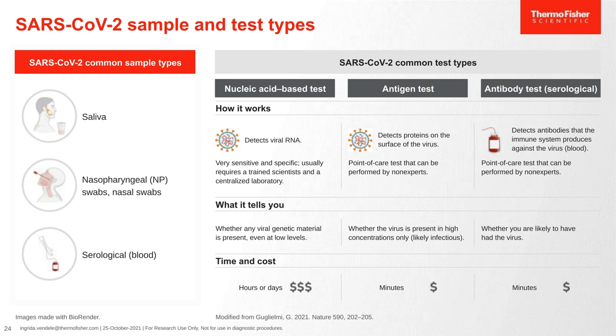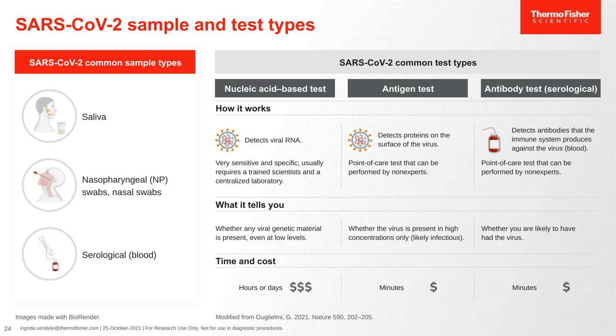Alternatively, antigen-based tests or rapid tests detect SARS-CoV-2 proteins. These tests may be performed at the point of care without extensive training or specialized instrumentation. These type of tests can tell a patient whether or not SARS-CoV-2 is present at very high levels only. Therefore, this fast, inexpensive test will identify those patients that are likely contagious.